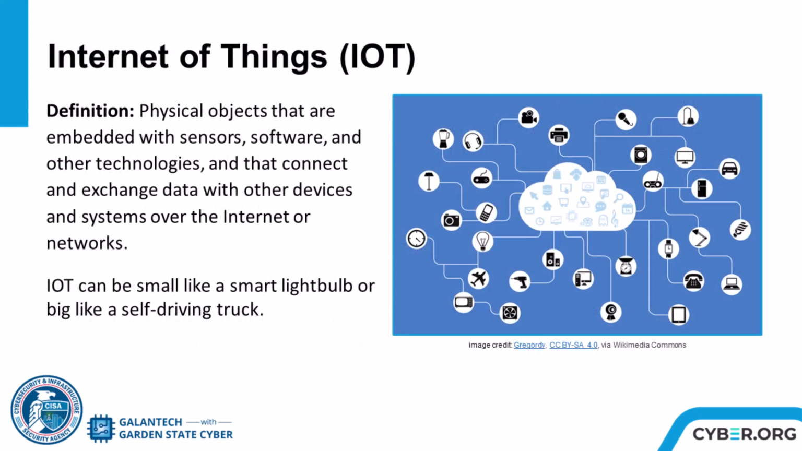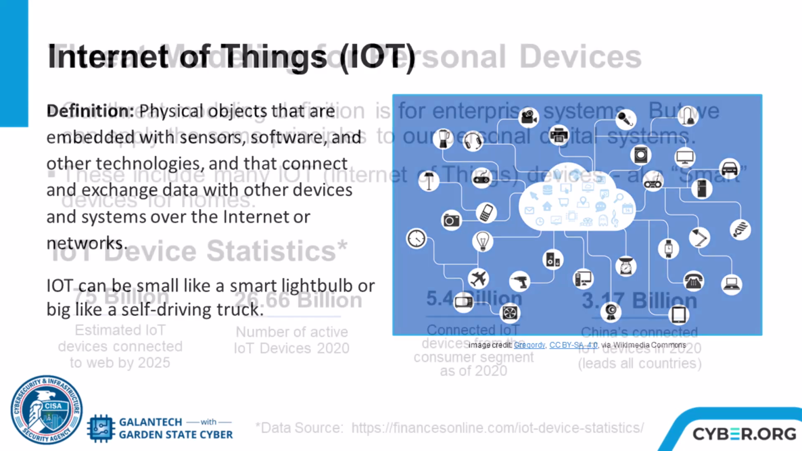Many of the devices you may own fit into the category of Internet of Things or IoT devices. IoT devices are physical objects that are embedded with sensors, software, and other technologies, and that connect and exchange data with other devices and systems over the Internet or networks. Or more simply put, the Internet of Things consists of devices that run with small, specialized instruction sets and connect to the Internet. IoT devices can be small objects like smart light bulbs or coffee makers, or they can be larger scale like self-driving cars and trucks.